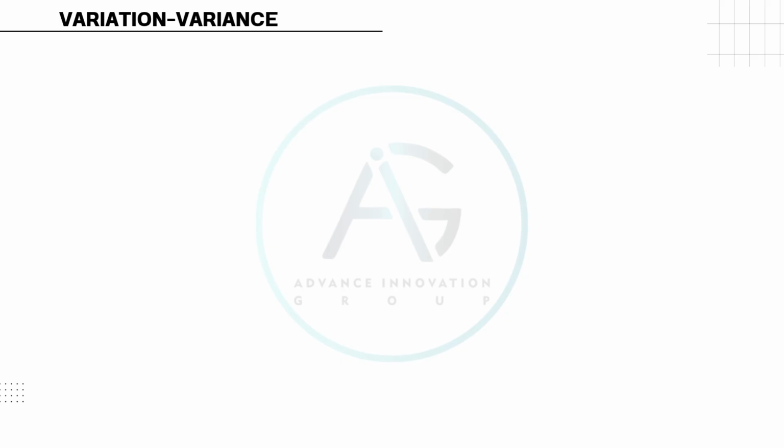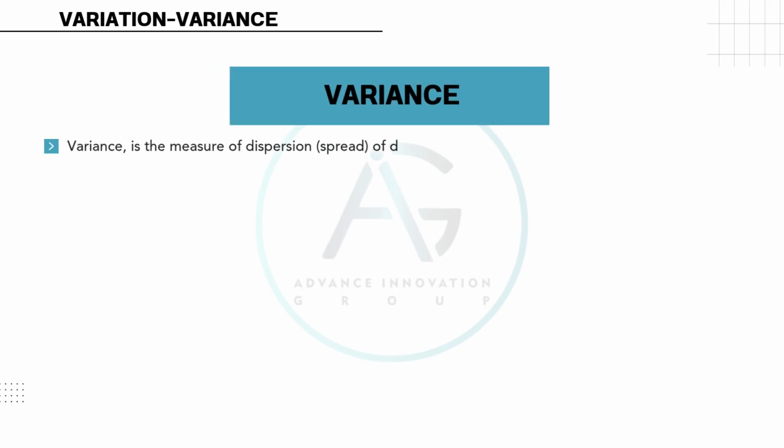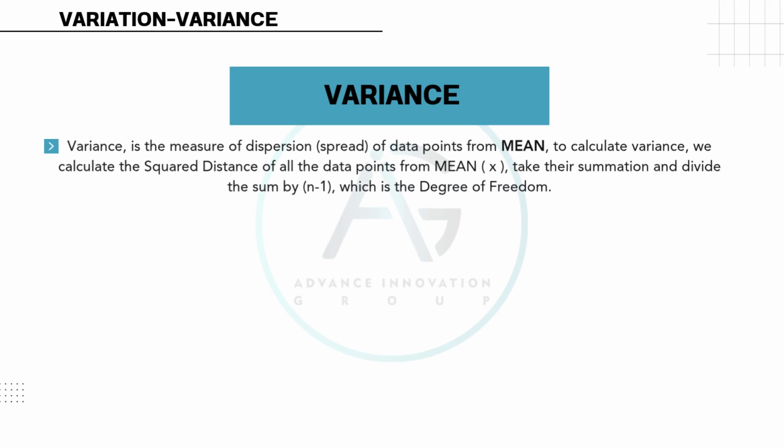Variation: variance. Variance is the measure of dispersion, or spread, of data points from the mean. To calculate variance, we calculate the squared distance of all the data points from the mean, x bar, take their summation and divide the sum by n minus 1, which is the degree of freedom.